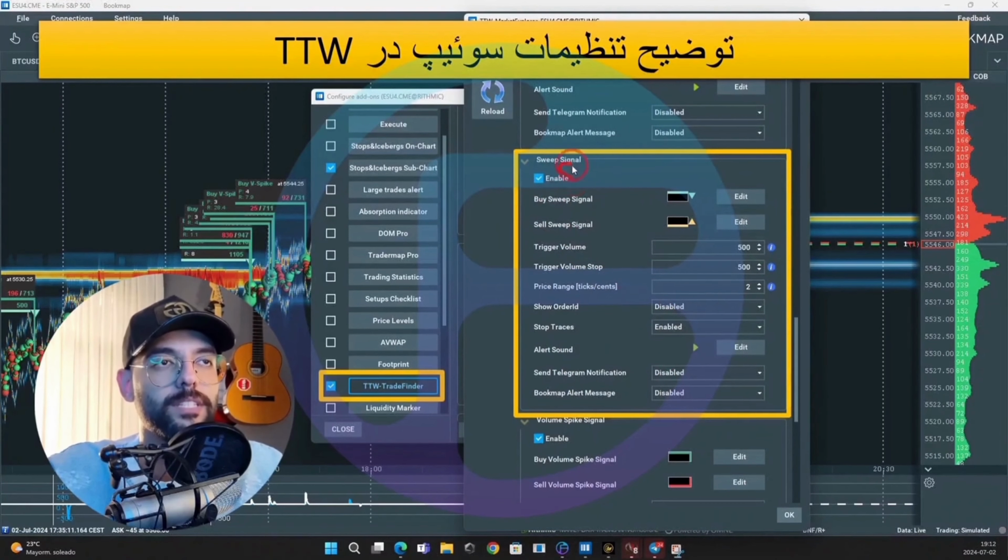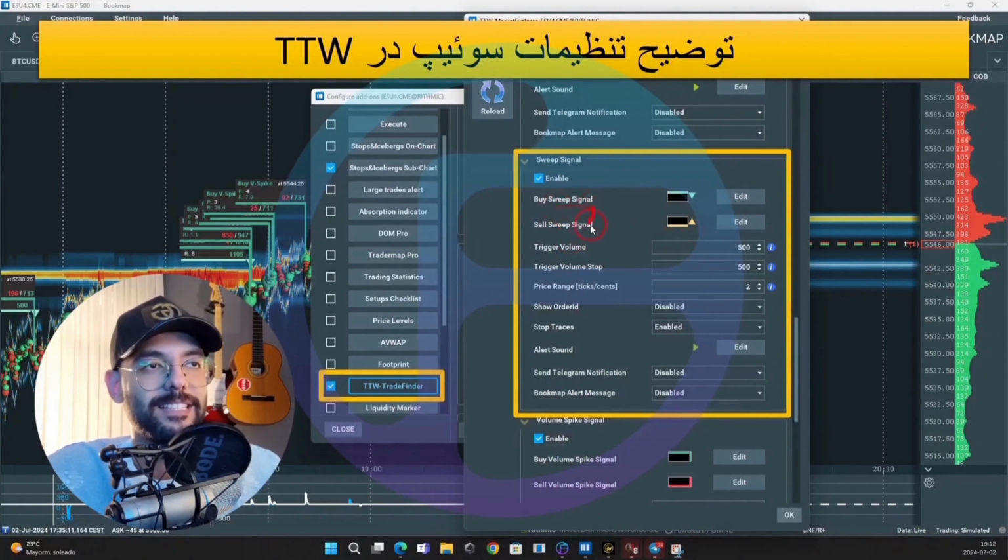This checkbox enables the sweep signaling on your chart, and these two options, buy sweep signal and sell sweep signal, relate to the color that displays that signal on your chart. It's nothing special; you can change its color from the edit section. Trigger volume is the amount of volume that activates your signal. For example, if you set it to 500, it will show you any sweep that has occurred from 500 and up. Trigger volume stop relates to those sweeps that are of the stop type. The settings for this are similar. If you don't quite understand, I'll explain it later, don't worry.